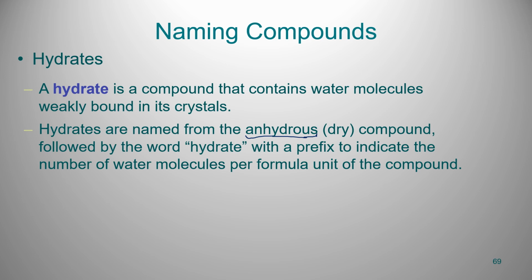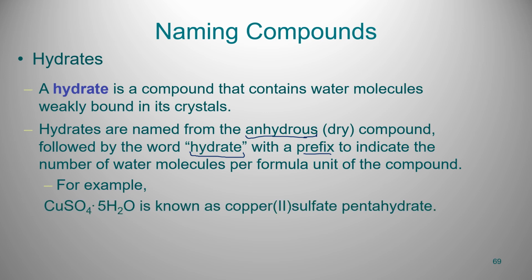But if they have water next to them, they have the word hydrate, and the prefix indicates how many. So let's just do a few examples and it makes more sense. So this is how you'll see a hydrate written. So it's got this dot. It doesn't mean multiply, it just means they're attached to each other.